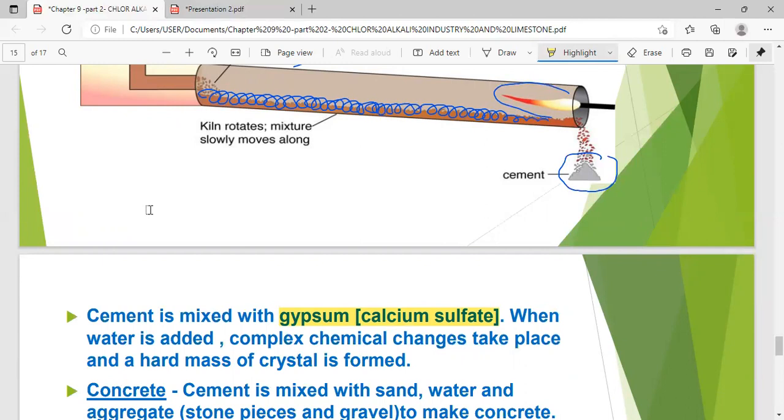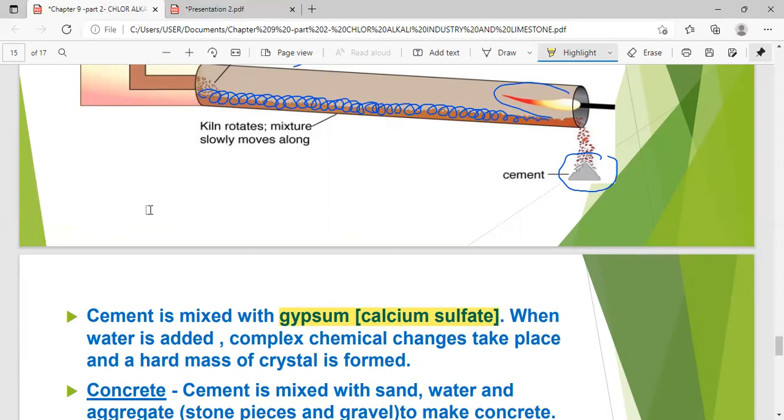We are not going to go so much into the detail of how cement is made, though it is a very long process. But it's enough for you to know that in cement you have limestone, clay, and gypsum, and cement is a gray powder, cement is used as a building material, and cement is made in a kiln.